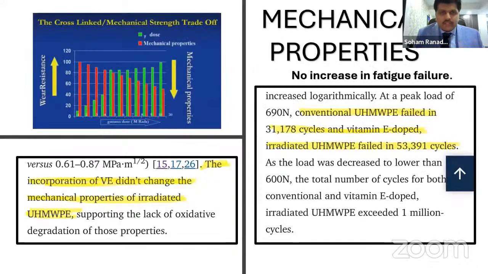Now, mechanical properties. Does it have an impact on mechanical properties? Per se, vitamin E added polyethylene does not change the mechanical properties. There are many studies to show that incorporation of vitamin E didn't change the mechanical properties. Conventional polyethylene failed after 31,000 cycles and vitamin E doped failed after 53,000 cycles. So much to say that there is not much change. There is a trade-off between the cross-linking and mechanical strength. The more cross-linking happens, as we can see in this diagram, there is increased wear resistance, but the mechanical properties, so to say, reduce.